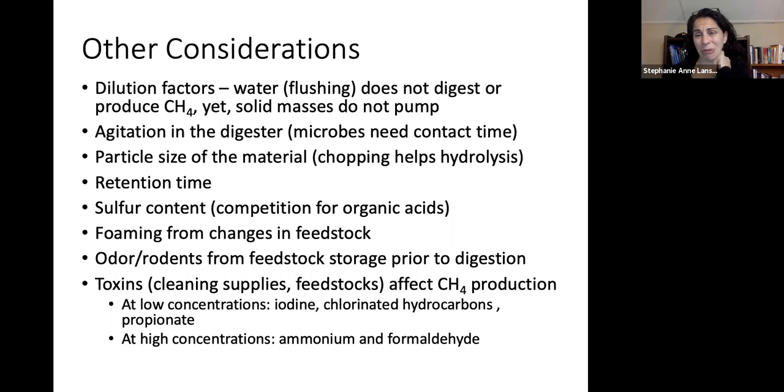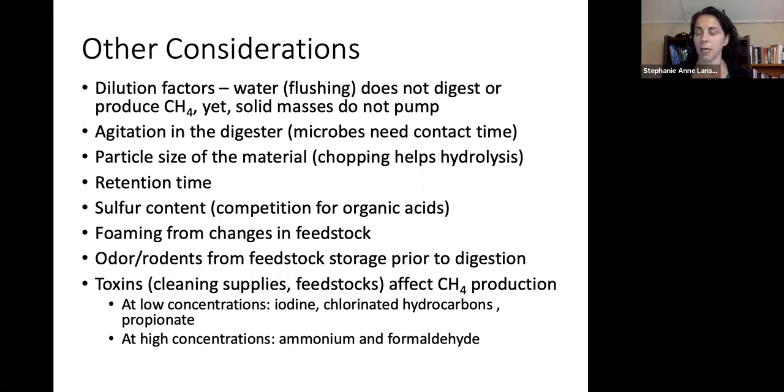Again, we need to think about odor and rodents from the storage prior to digestion. If you go onto a digester, what's great is it doesn't smell. You have all this manure and all this food waste and it's completely sealed up. And so it doesn't smell. But if we have rodents, if we have a storage of something before, then we might have some odor coming from that.